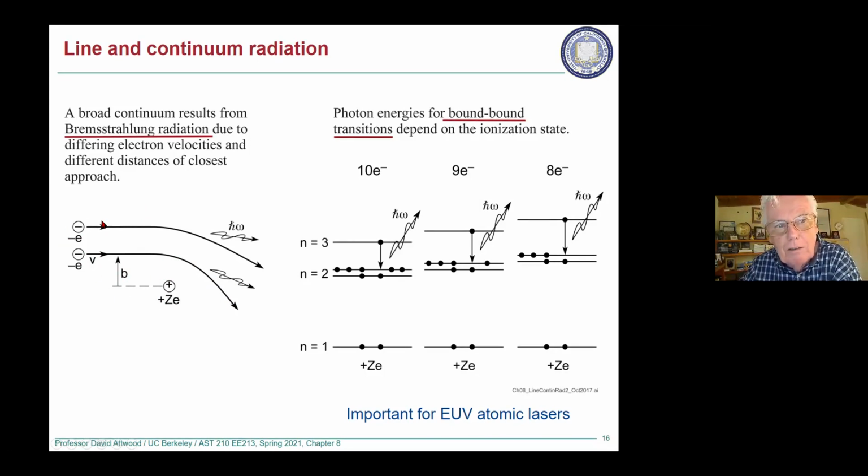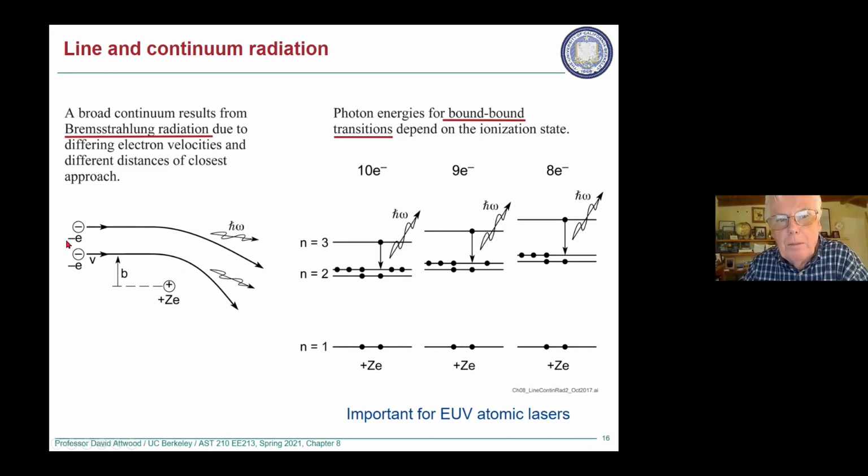So maybe there's another electron coming in the same direction, but at a further impact parameter. So it doesn't feel as strong an attraction from the ion, and so it's deflected not as much. The acceleration is not as much. It gives off a somewhat lower energy photon than this one.